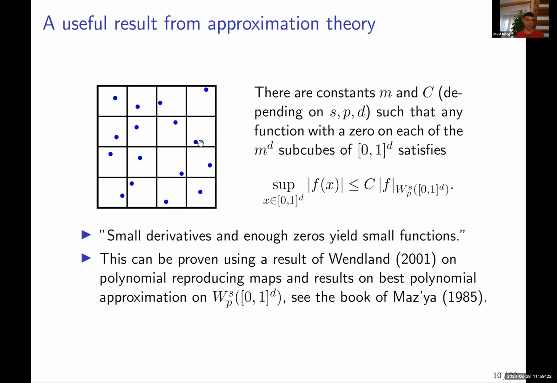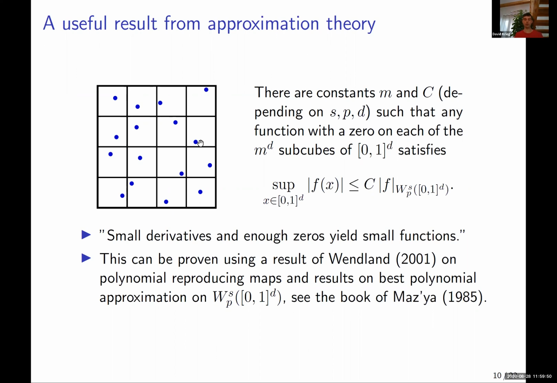Yes, and how do we prove this result? It follows from a result of Holger Wendland, which I talked about earlier, from 2001 on polynomial reproducing maps, and results on best polynomial approximation on the Sobolev space on the unit cube, which you can find, for example, in the book of Marcia from 85.